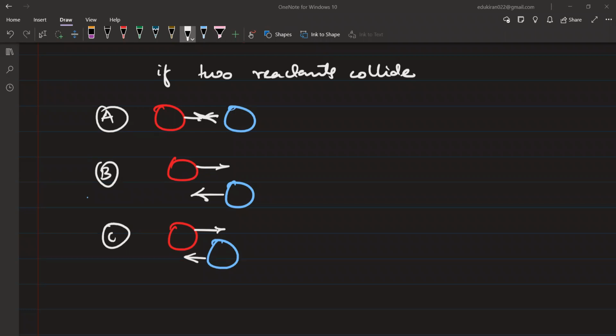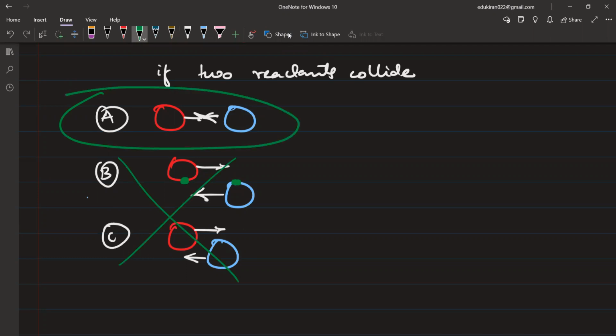So A is the best collision, in which we have a head-on collision. That means not all collisions make sense. If you take this example here, this collision is not going to work because only this portion and this portion of the reacting species are colliding. The complete molecule is not colliding. That means all collisions will not lead to a successful reaction. A very minute fraction of molecules which collide with proper orientation are going to give us product.